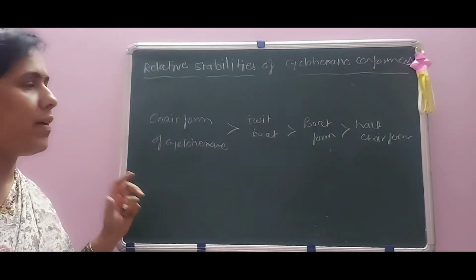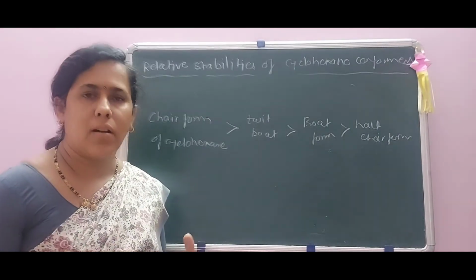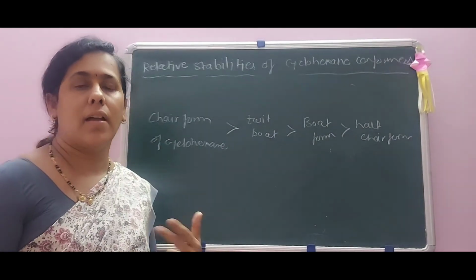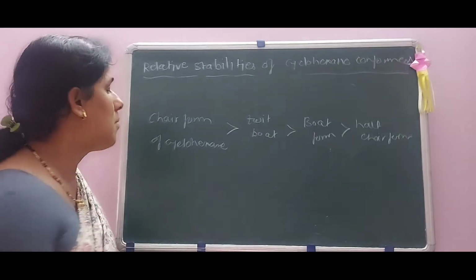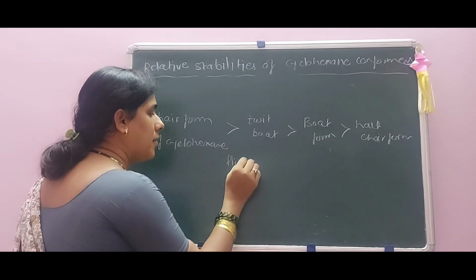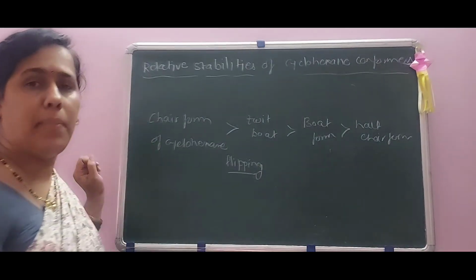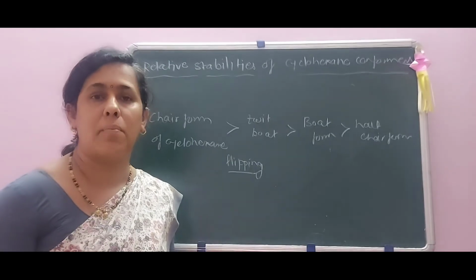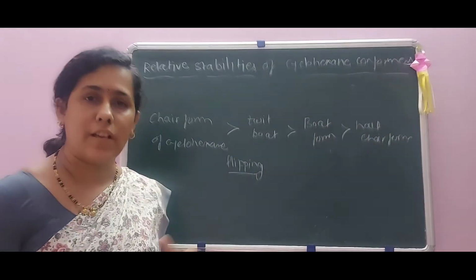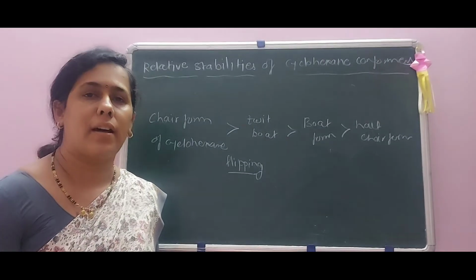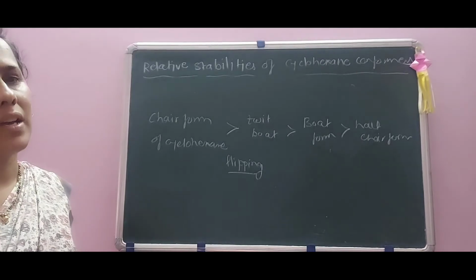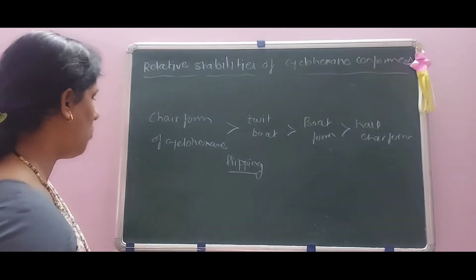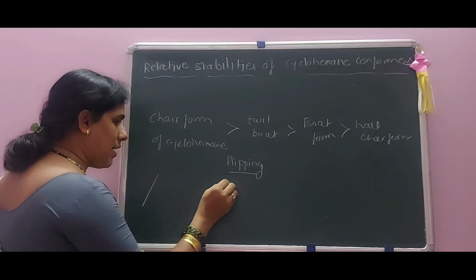Also, one speciality of the chair form of cyclohexane is that at room temperature, it rapidly converts into its mirror image by means of a flipping phenomenon. That is, all the hydrogens present in axial positions in the chair form are completely converted into equatorial ones, and the equatorial hydrogens are converted into axial ones. See here the conformations.